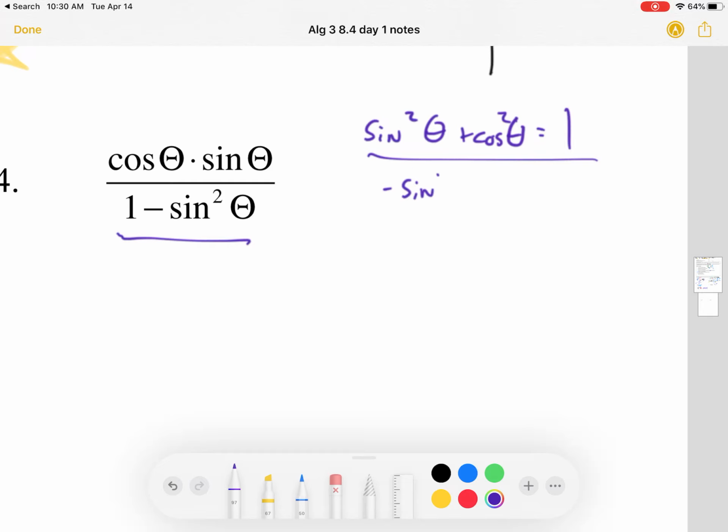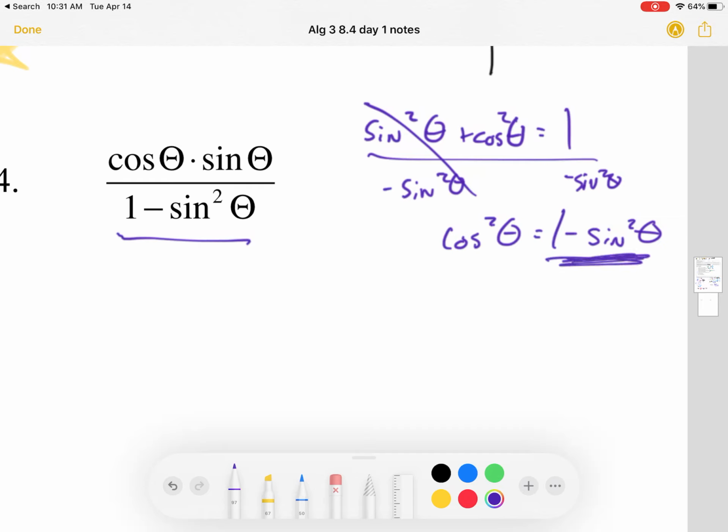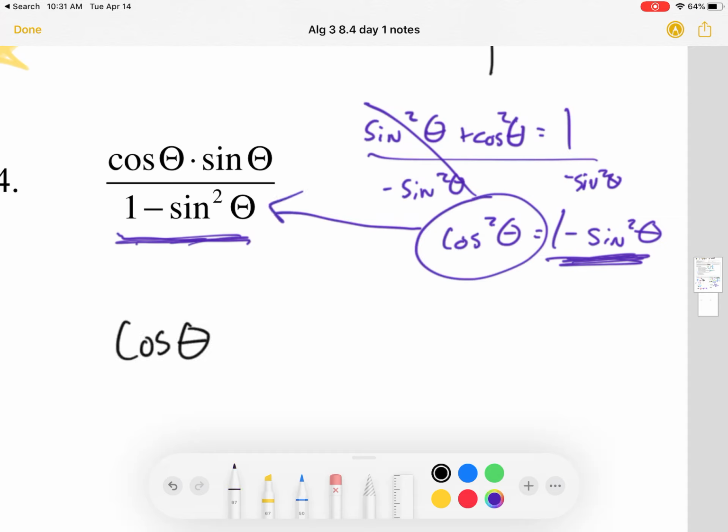So how can I get 1 minus sine squared theta? Minus sine squared theta, minus sine squared theta. These cancel. You now have cosine squared theta equals 1 minus sine squared theta. Now, you should realize that this is the same as this. So what can I do? Put cosine squared theta in place of this. So now I have cosine of theta times sine of theta over cosine squared theta. So what the heck does that mean?